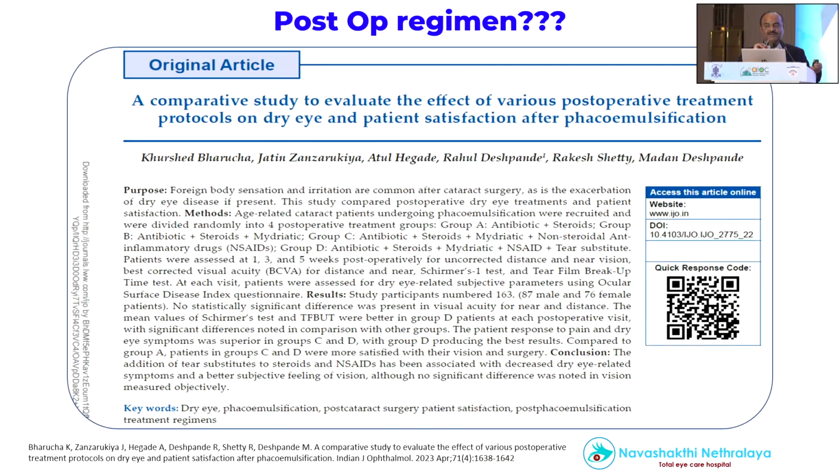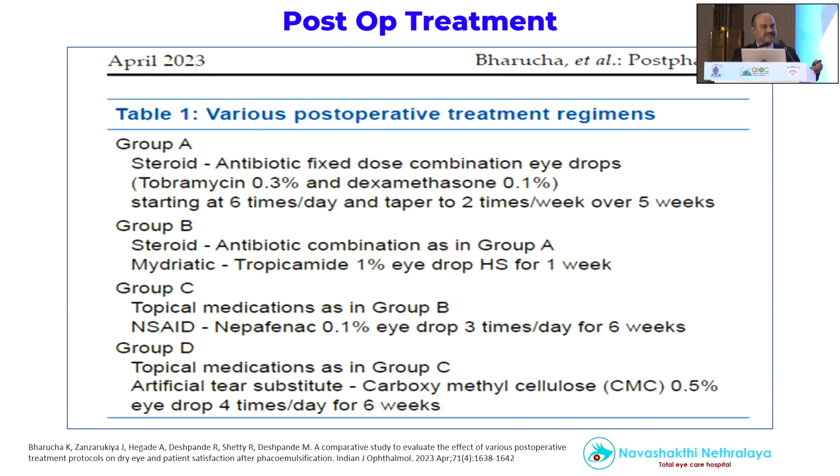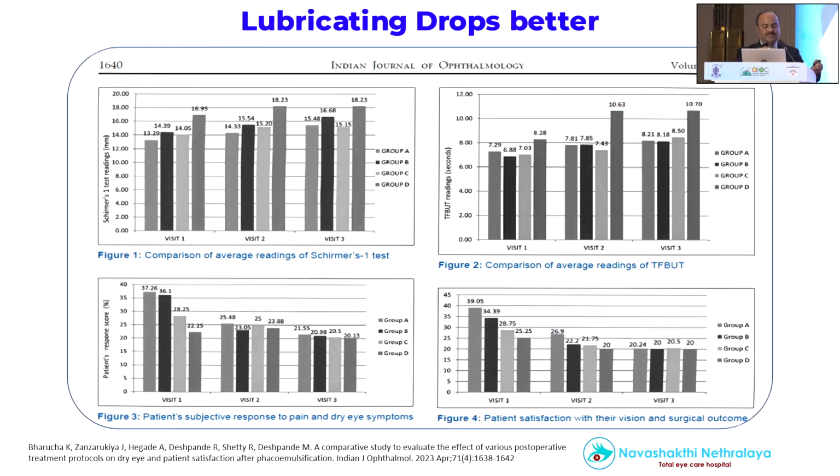Postoperatively, what do we do with these patients? What is the regimen that is prescribed? Now, this is a study wherein they classified the patients into these 4 groups. Group A, only steroid antibiotic combination. Here it was tobramycin and dexamethasone which was used, not any of our advanced things. Group B, they added a mydriatic, which we do not do in most of our phacoemulsification cases. Group C, they added an NSAID, nepafenac, and group D, they added carboxymethyl cellulose.